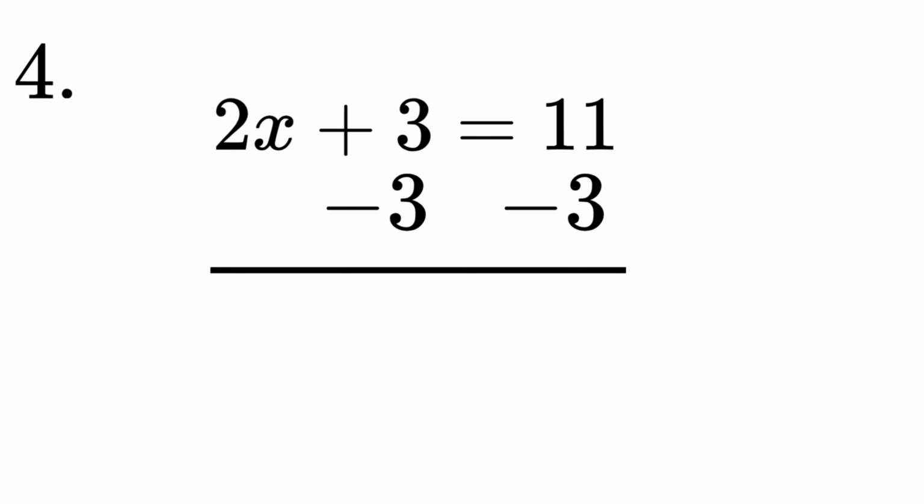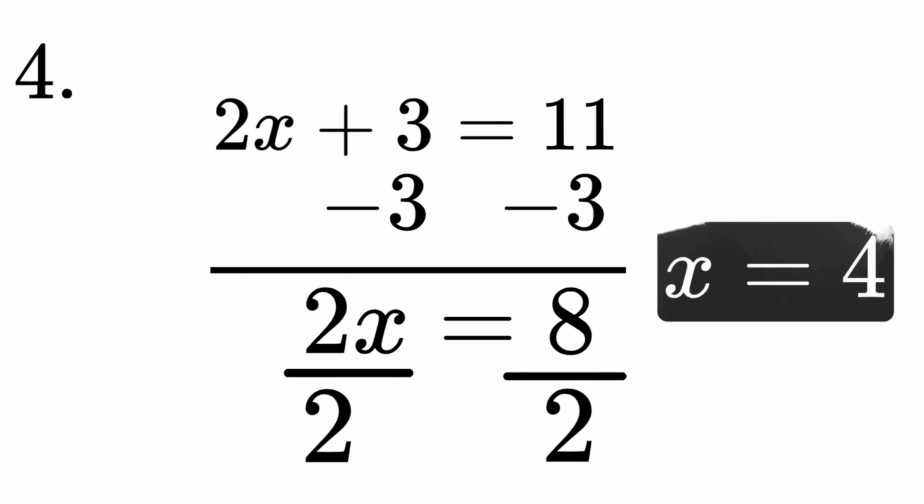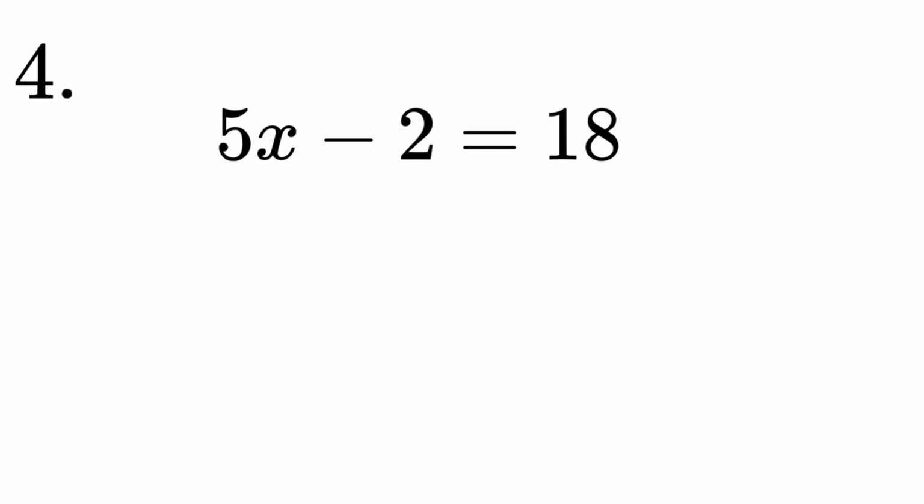Again, to isolate the variable here, you need to do the opposite operation. So divide by 2 on both sides of the equation. So you have x equals 4. That's the answer. Let's see the next question.